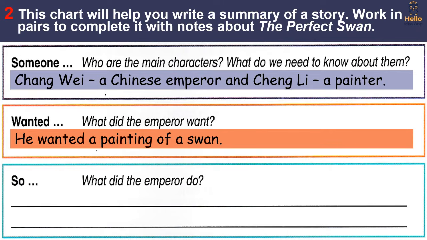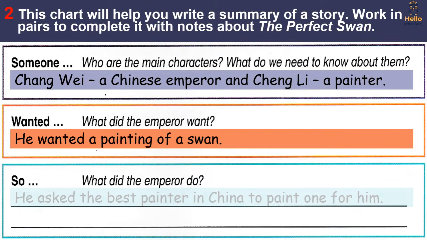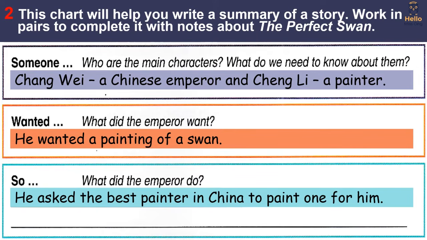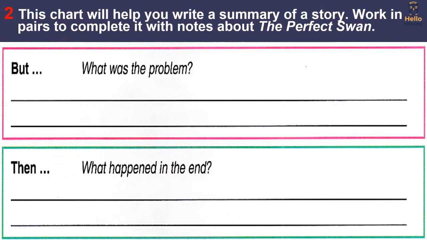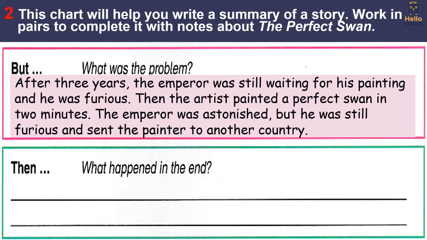So, what did the emperor do? He asked the best painter in China to paint one for him. But, what was the problem? After 3 years, the emperor was still waiting for his painting, and he was furious. Then the artist painted a perfect swan in 2 minutes. The emperor was astonished, but he was still furious and sent the painter to another country.